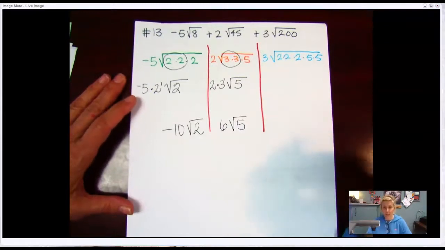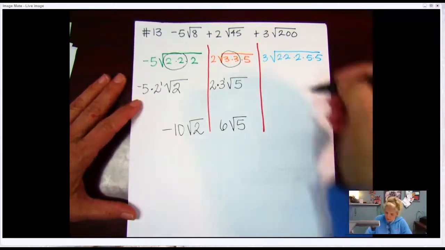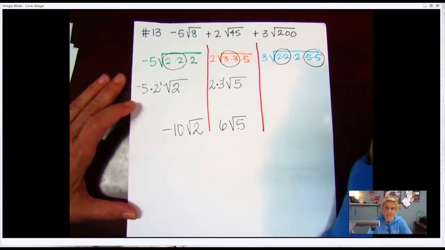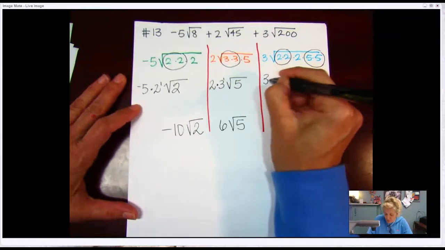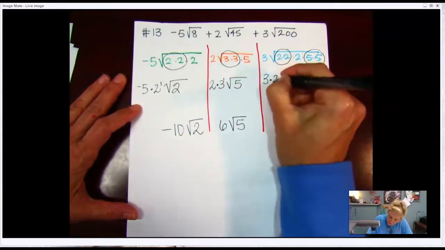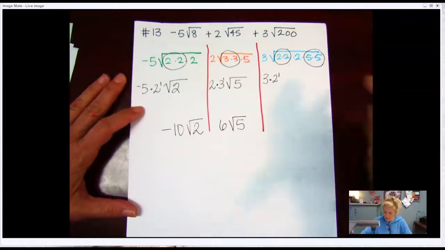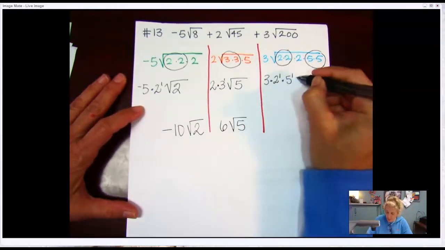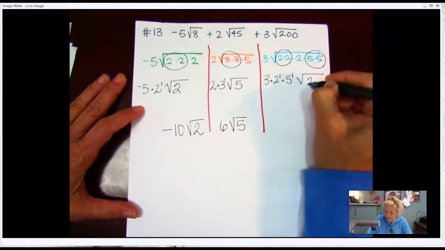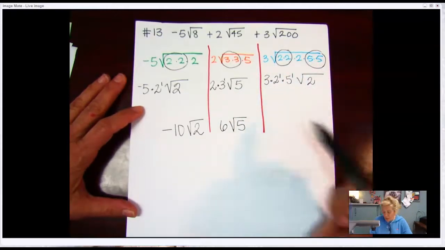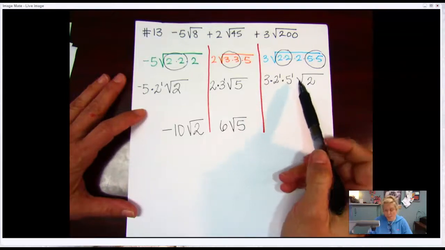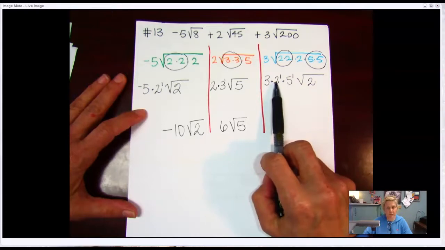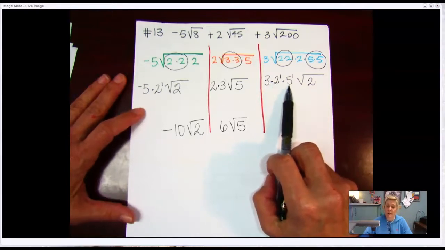All right, for my final piece, there's actually 2 things I can circle here. I can circle a pair of 2's, and I can also circle a pair of 5's. So I'm going to recopy the 3. I'm going to take out that 2 that I drew one circle around. I'm going to take out that 5 that I drew one circle around, and the only thing that's remaining is the 2. So I'm going to multiply all these numbers together. I'm going to do 3 times 2. 3 times 2 is 6, so that's a 6 right there. 6 times 5 is a positive 30.